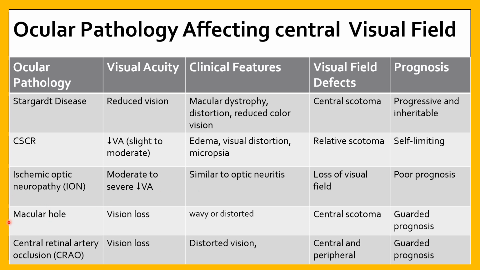And in the macular hole, there is vision loss with wavy or distorted vision as clinical features, and a central scotoma with a guarded prognosis. And in case of central retinal artery occlusion, CRAO, there is vision loss with distorted vision, having a central and peripheral visual field defect with a guarded prognosis.